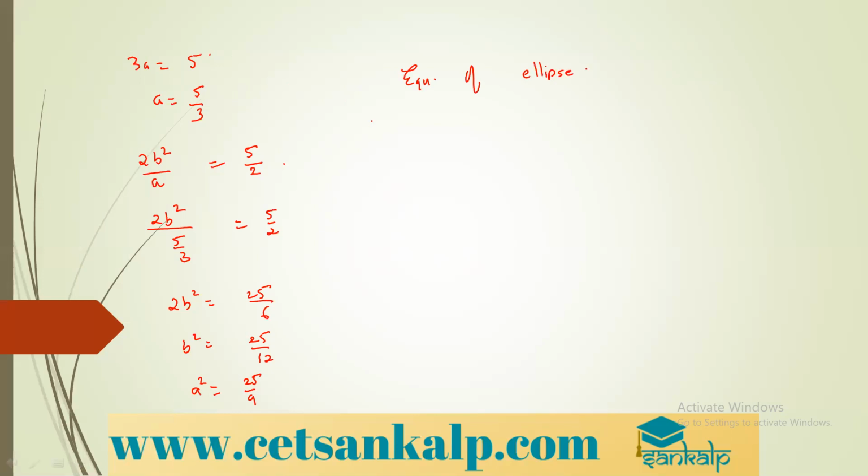What is the equation of the ellipse? x square by a square plus y square by b square equal to 1. This is the equation of the ellipse which they are asking for in the question.